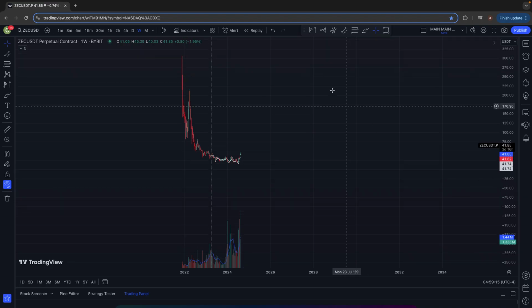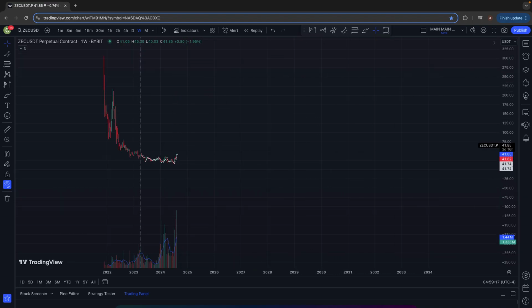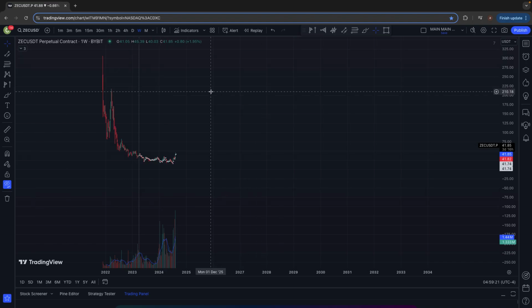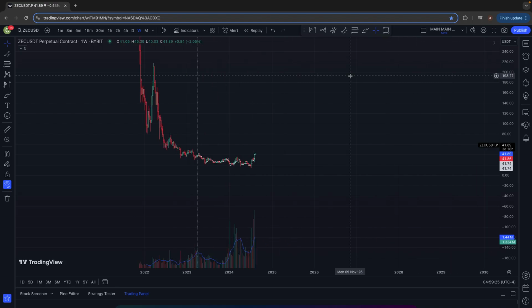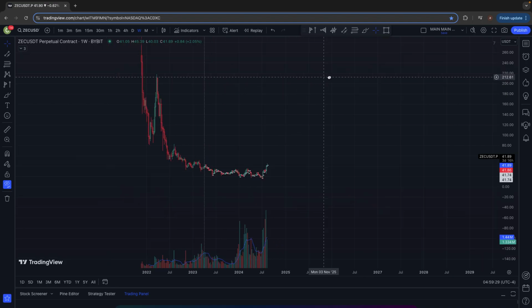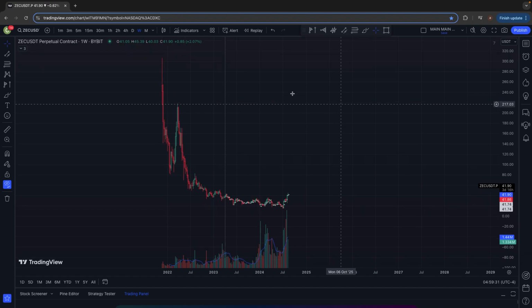We are doing a new asset today. It is called ZEC. I'm pretty sure it's Zcash. I'm not 100% sure what the exact name is, but ZEC, it's a coin from back in the day, and it is actually something to pay attention to.